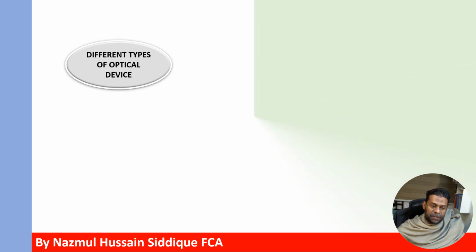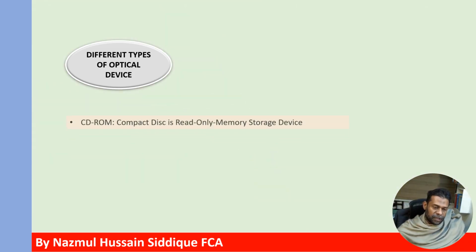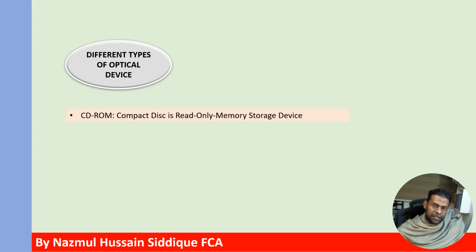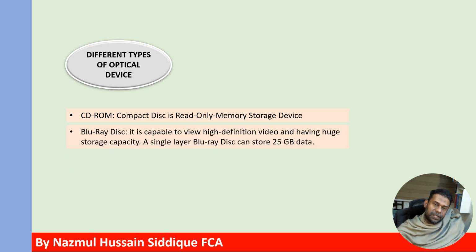Now about the different types of optical devices. Number one, CD-ROM. CD-ROM is compact disc. Compact disc is a read-only memory storage device. And Blu-ray disc is capable of viewing high-definition video and has huge storage capacity. A single-layer Blu-ray disc can store 25 GB of data.